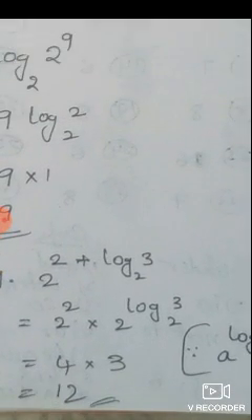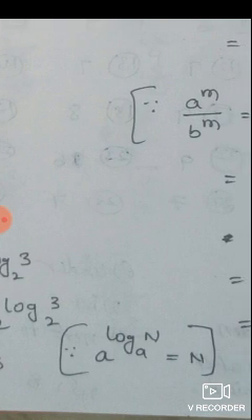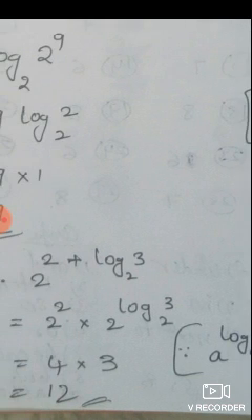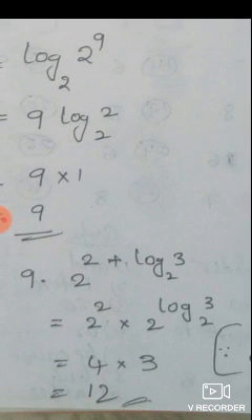So in the next step, this 2 to the power of 2 we can write as 4, into 2 power log 3 base 2 equals, according to the formula a power log n base a equals n. Here the bases are the same, so the result becomes n, in the place of n, 3. So 2 square becomes 4 into 2 power log 3 base 2, which becomes 3. Here the bases are the same, so 3 is the answer. So 4 into 3 equals 12. 12 is the answer.